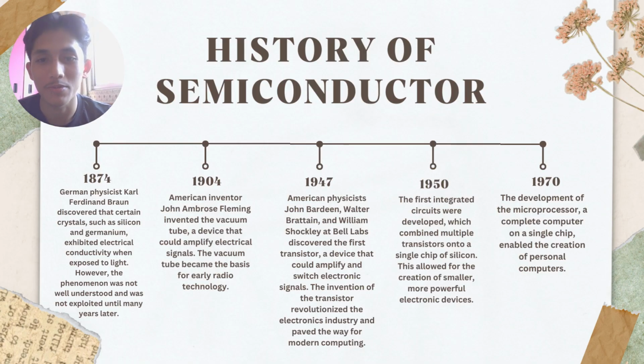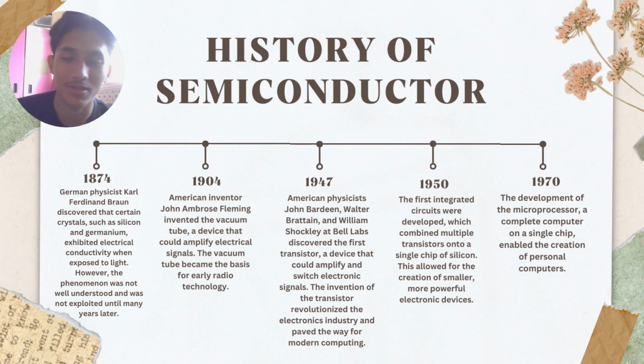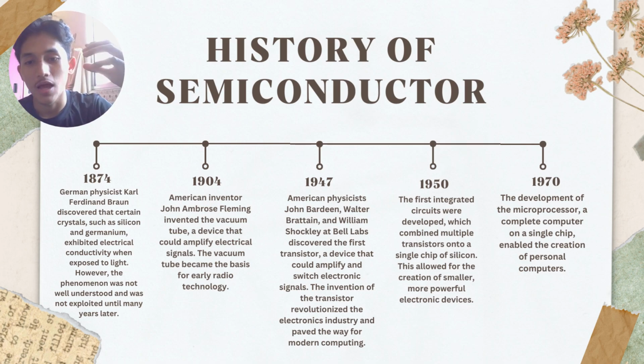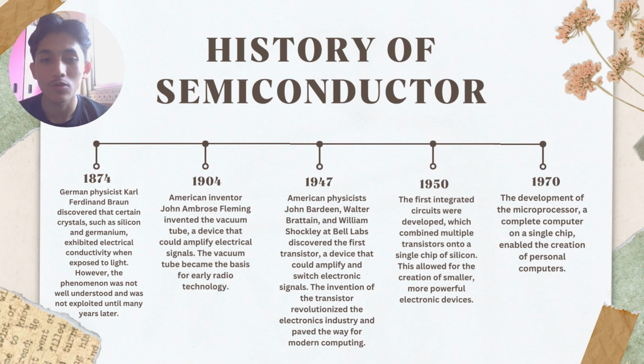Right, Bismillahirrahmanirrahim. Okay, right now I'm going to explain about the history of semiconductor. The journey began in 1874 when German physicist Carl Ferdinand Braun discovered that certain crystals such as silicon and germanium exhibited electrical conductivity when exposed to light. However, the phenomenon was not well understood and was not exploited until many years later.